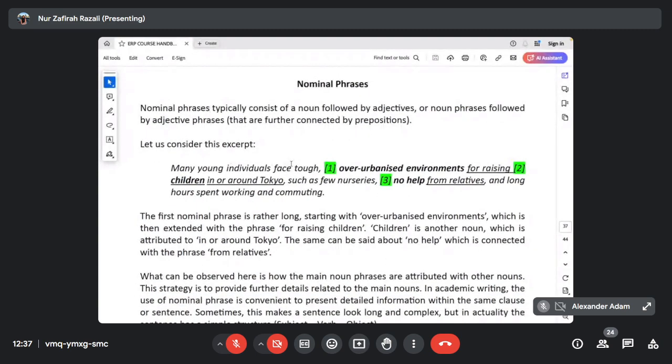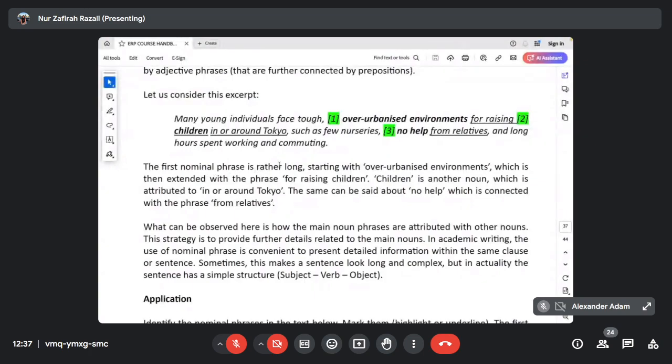For example, many young individuals face tough, over urbanized environments for raising children in or around Tokyo, such as few nurseries, no help from relatives, and long hours spent working and commuting. Now the first nominal phrase is rather long, starting with over urbanized environments, which is then extended with the phrase for raising children. As you can see, it's noun, preposition, with another noun. Children is another noun which is attributed to in or around Tokyo. The same can be said about no help, which is connected with the phrase from relatives.